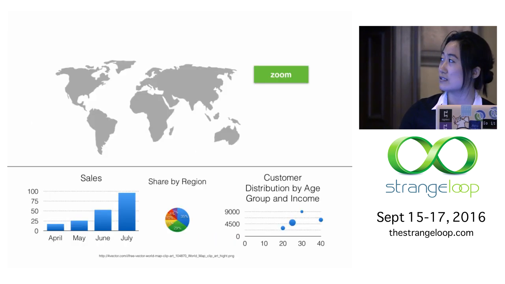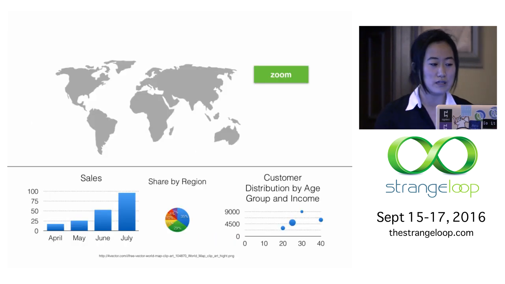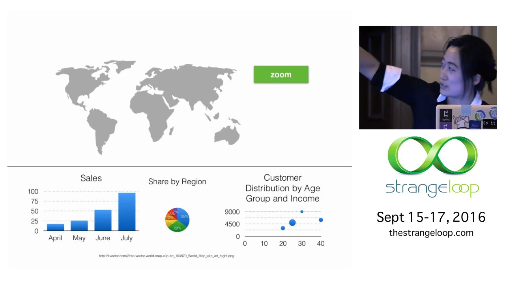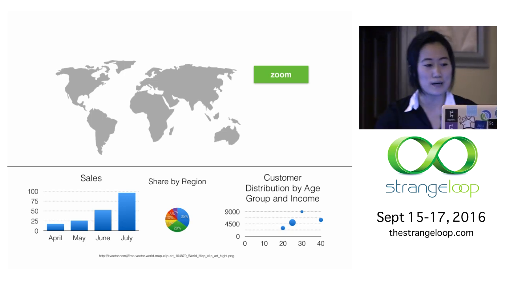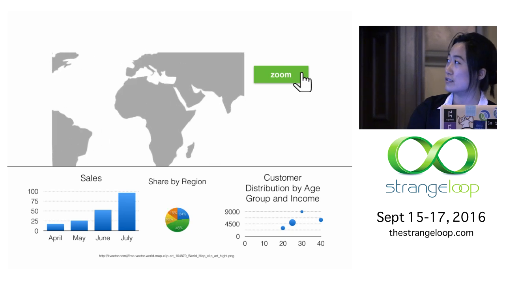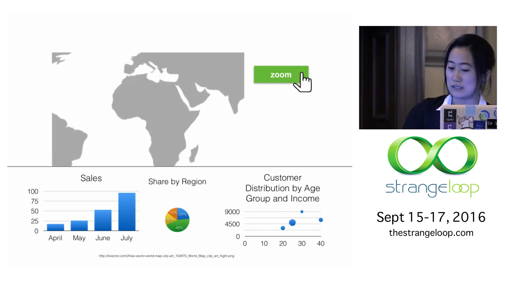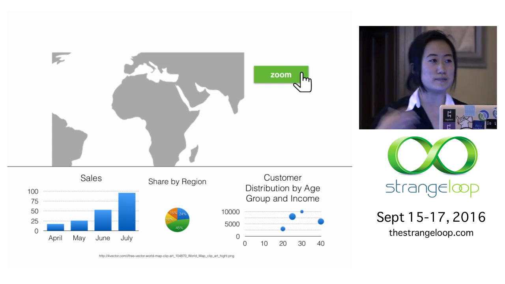Let's take a look at this visualization dashboard. There is this map region, which corresponds to the different visualizations we see on the bottom, and the user could choose to zoom in. Here we zoom into the African region, and we expect some visualizations to update.